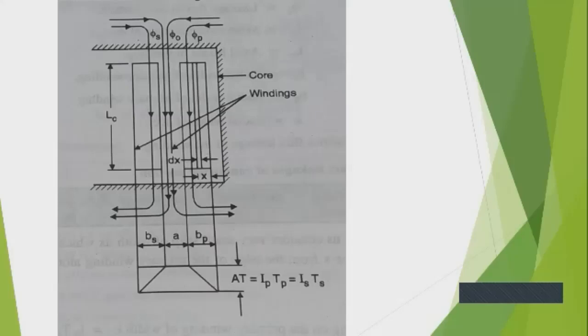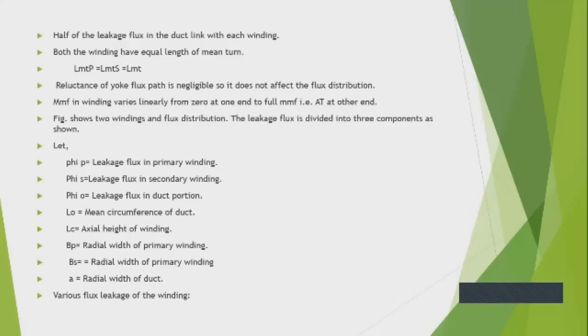Hence primary winding MMF IP TP becomes equal to secondary winding IS TS. Therefore, the total MMF AT is equal to IP TP, which is equal to IS TS. Half of the leakage flux is negligible, so it does not affect the distribution. MMF in winding varies linearly from 0 at one end to full MMF, that is AT, at the other end. Here notations are given. The figure also shows two windings and flux distribution.